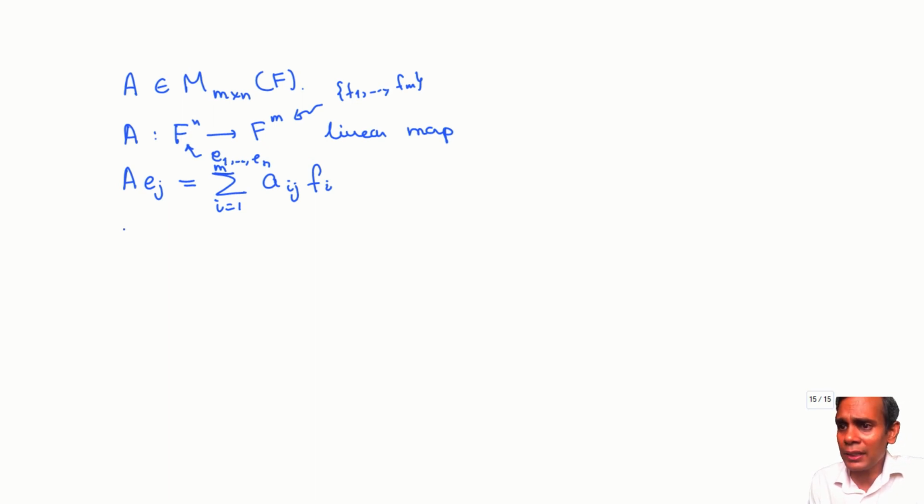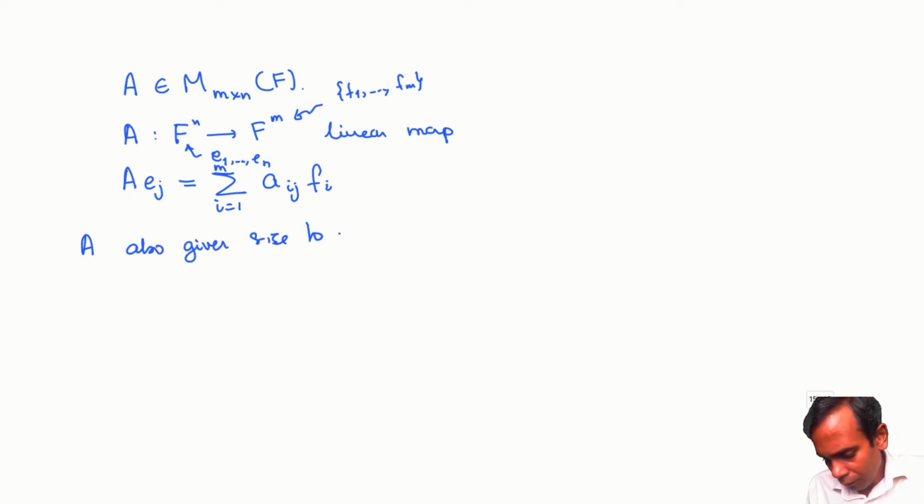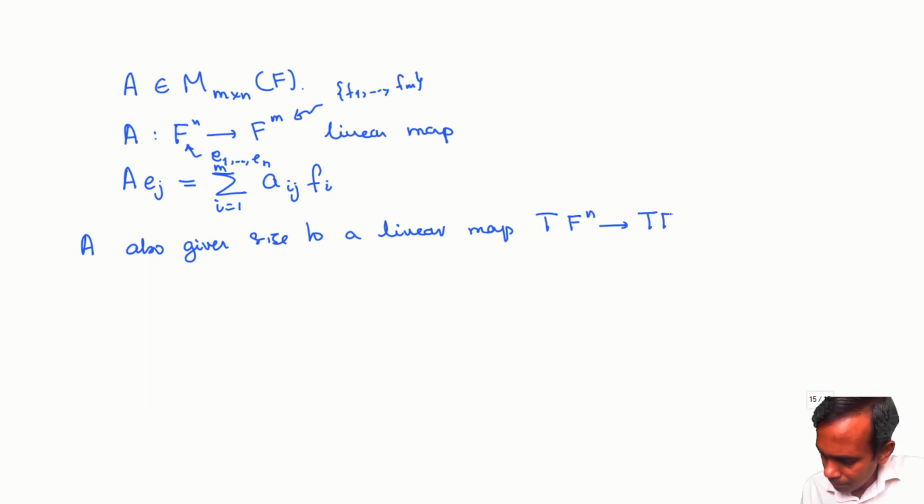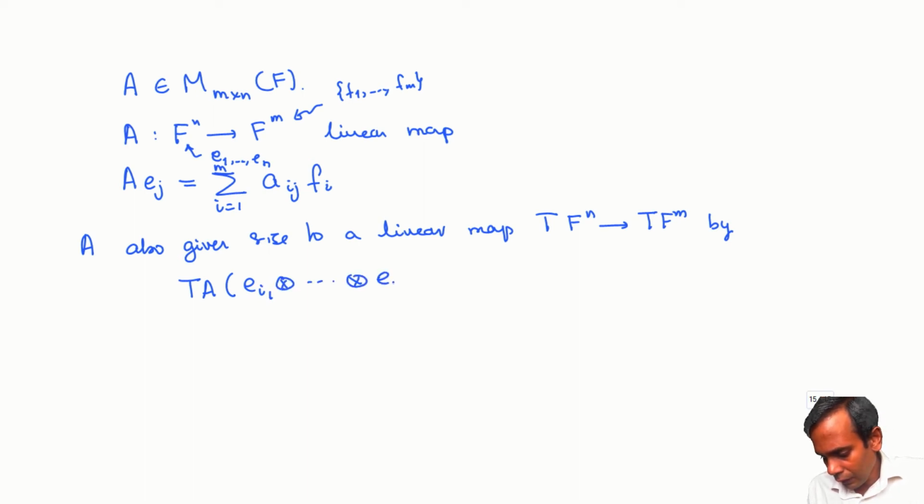Now this A also gives rise to a linear map T^d A from T^d F^n to T^d F^m as follows. I'll define it on basis vectors. T^d A of e_i1 tensor up to e_id is A e_i1 tensor up to A e_id.